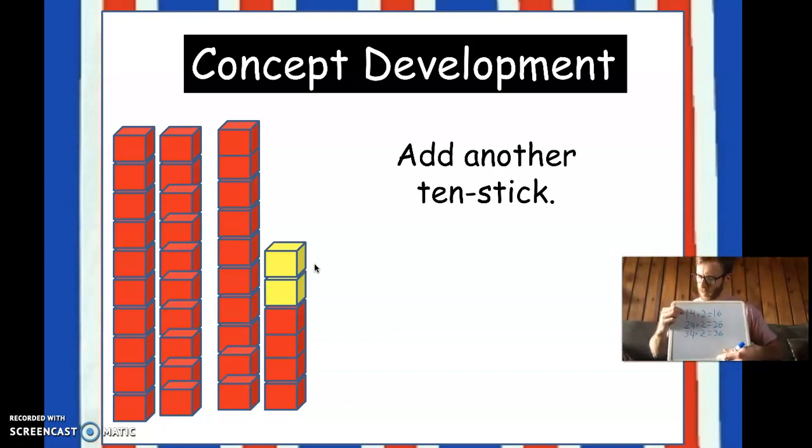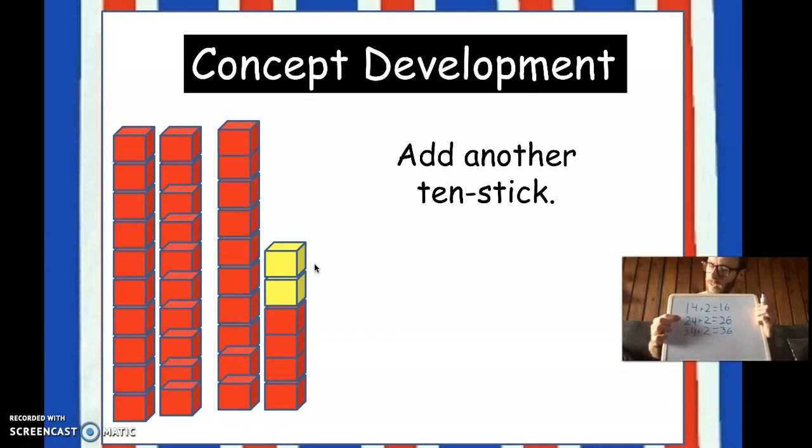I see that I started with 14 plus 2, and I got 16. So I had one 10. My answer has one 10. Then I added, remember we added another 10 stick for this number sentence. Look at my number of 10s. I added one 10. My 10s went up by 1. 1 plus another 1 is 2. I have 2 10s here. My answer also has 2 10s.